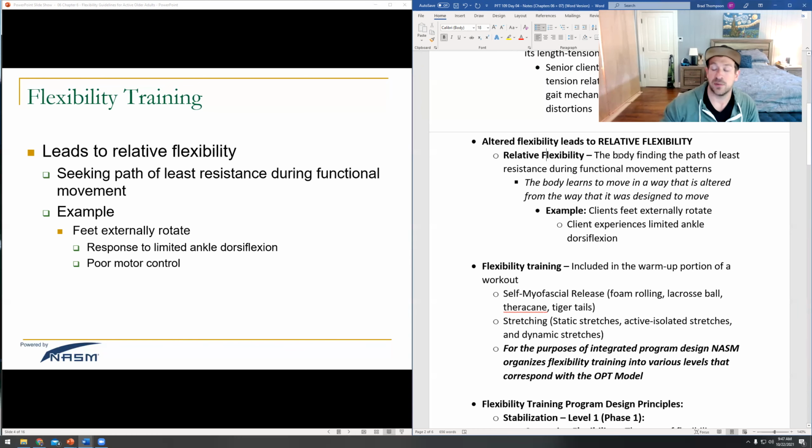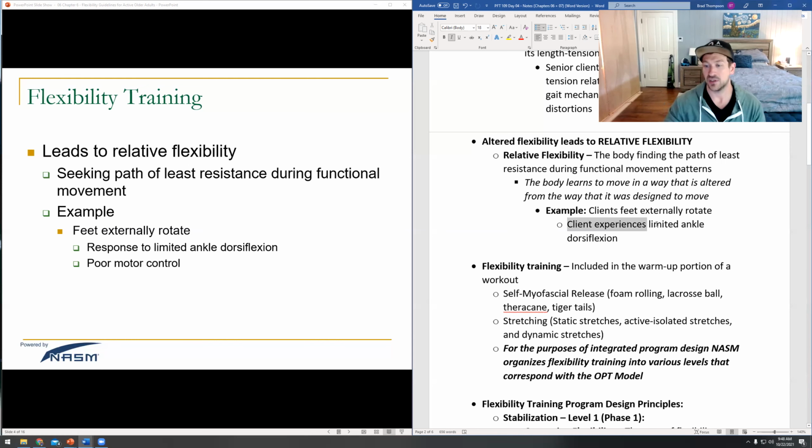So relative flexibility, with the definition you'll see in your textbook, the one I want you to have up here, is the body finding the path of least resistance during a functional movement pattern. Like the body finds a way to get the job done, even if it's not supposed to move that way. So for example, a client whose feet externally rotate while they're walking upstairs or even while they're squatting. They're experiencing tightness in the calves. The calves don't want to relax, so they just turn the foot outward a little bit.